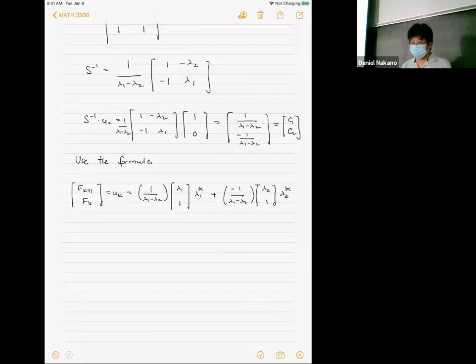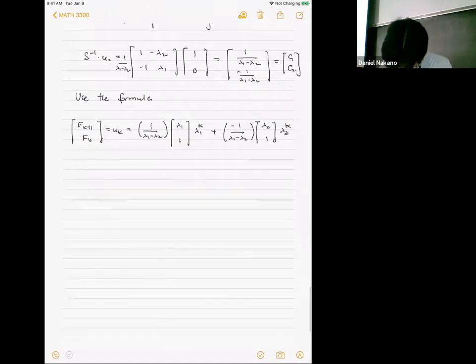All right. So I get equations for FK plus 1 and FK, and we're just interested in the kth Fibonacci number. So now we look at FK. So what is FK equal to?